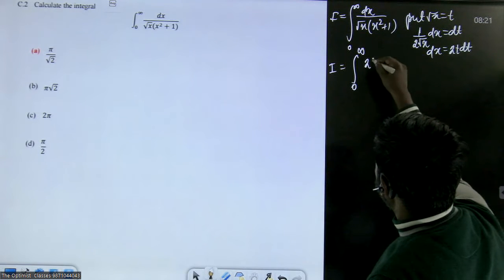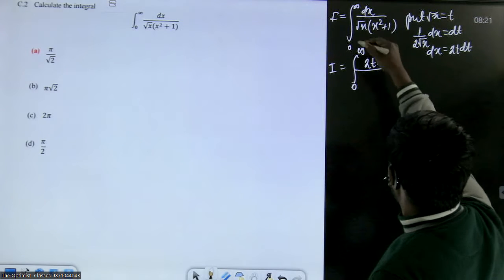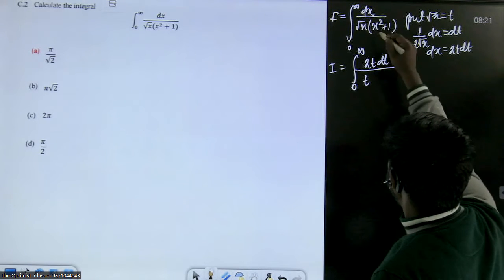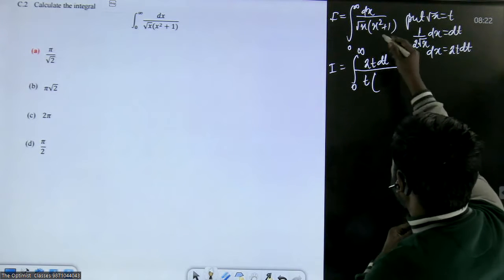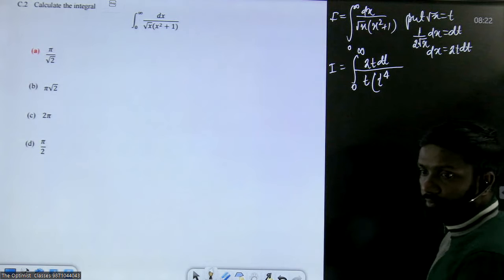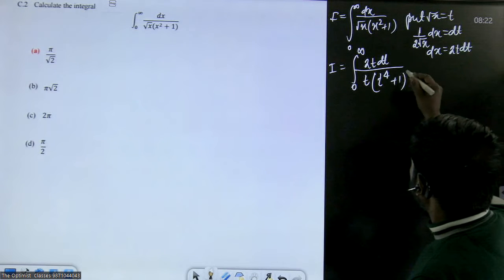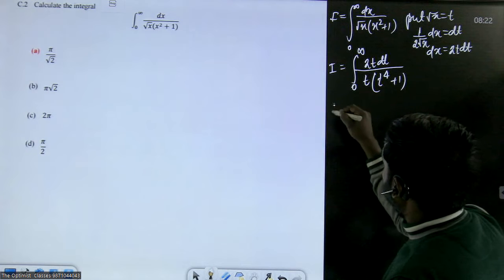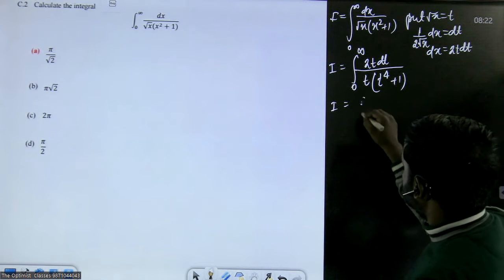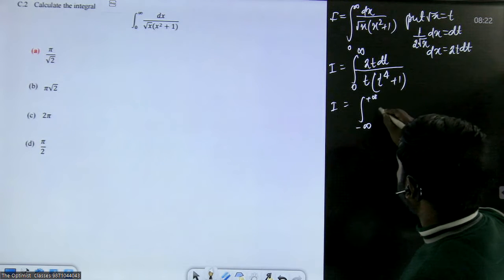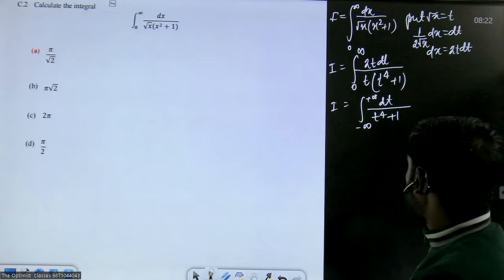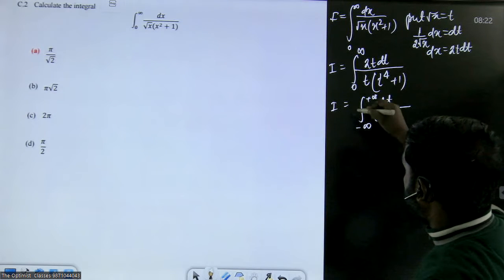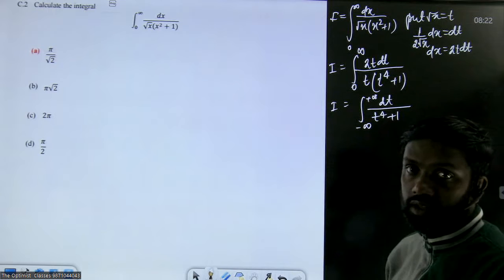Here we'll write 2t dt, divided by root x, which you can write as t, and in place of x square you get t power 4, so t power 4 plus 1. So t and t will cancel out, and there is a factor of 2. So we can transform this integration from minus infinity to plus infinity of dt divided by t power 4 plus 1. Because this is an even function, you can change the limit to minus infinity to plus infinity. You'll have to multiply by 1 by 2, so that 1 by 2 will cancel with this 2.